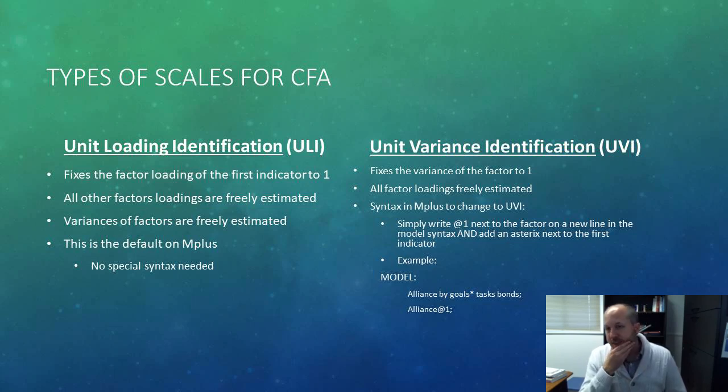As you'll see a little later when we look at an example, there really isn't any difference between ULI and UVI in estimation, so it really doesn't matter which one you do. Unless you have a really good reason, just stick with the default. Make your life easy. Don't go to the other one, and just stick with ULI, and you'll know that you have a scale, and for the most part, there's not going to be any difference between ULI and UVI in the results that you're going to get.